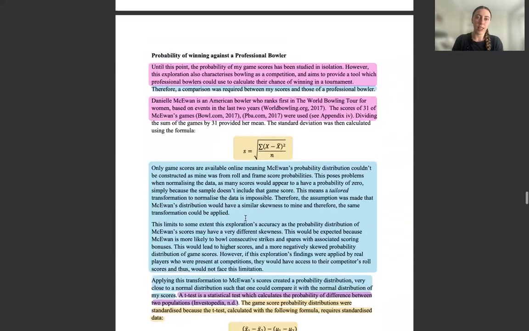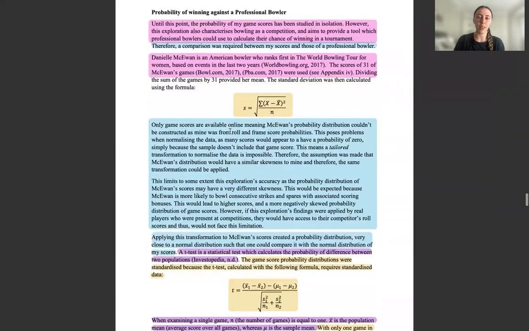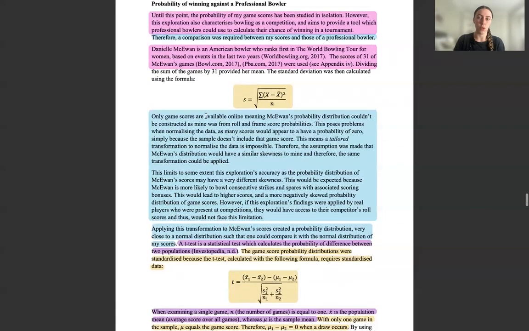And then finally, once I had created my probability distribution, I applied my probabilities to winning against a professional bowler, and there was a big issue here in terms of only having game scores. I couldn't use the same process that I had used for myself, where I had access to both my roll scores, which I added up to give my game scores, whereas online I only had game scores available. So I discussed the limitations that that placed on my investigation. And that's a good note.